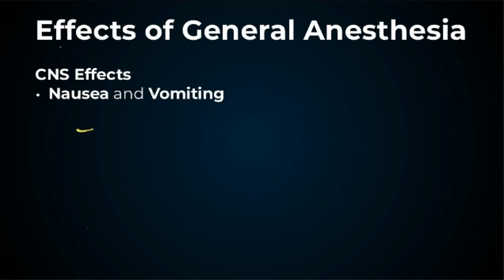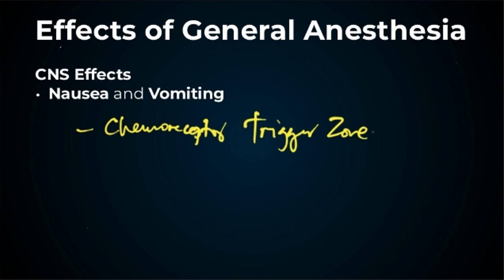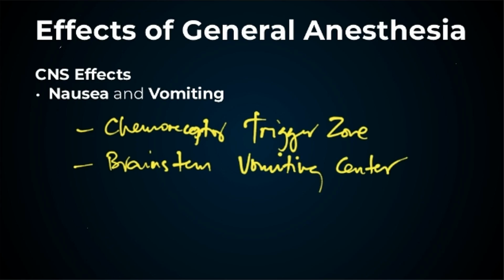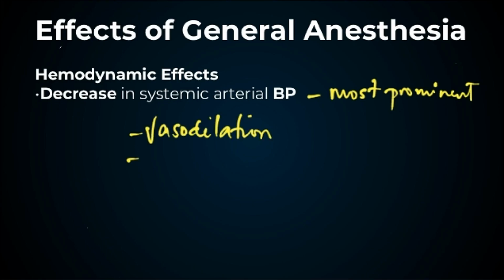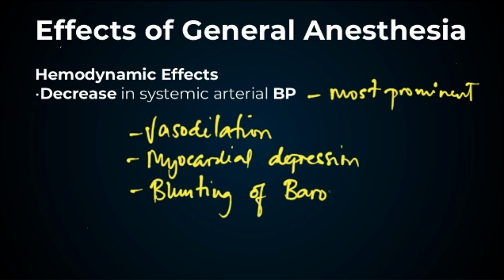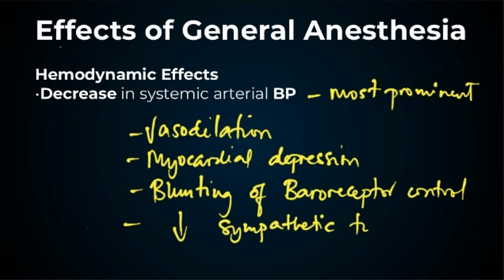General anesthesia also has nausea and vomiting effects on the nervous system. This is because of the action of anesthetics on the chemoreceptor trigger zone and the brainstem vomiting center. General anesthesia also has hemodynamic effects. Generally, it decreases the systemic arterial blood pressure. This is actually the most prominent effect. This may be due to vasodilation, myocardial depression, blunting of baroreceptor control, and a generalized decrease in sympathetic tone.